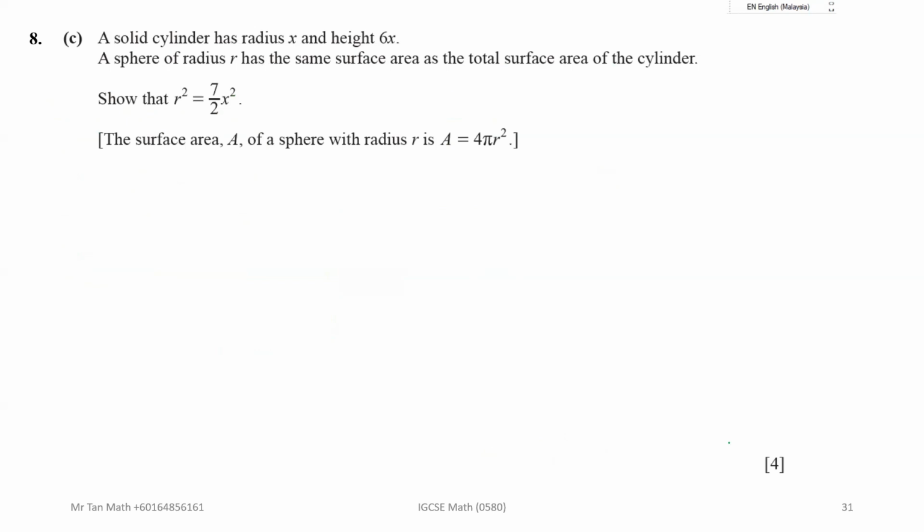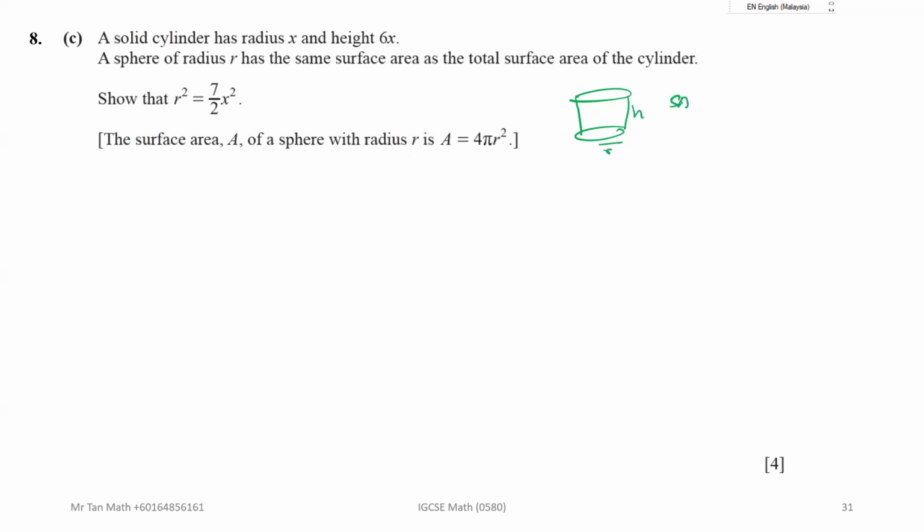Number 8c. A solid cylinder has radius x and height 6x. A sphere of radius r has the same surface area as the total surface area of the cylinder. Show that r squared equal to 7 over 2 x squared. So first, the cylinder. If this is r, this is the height.